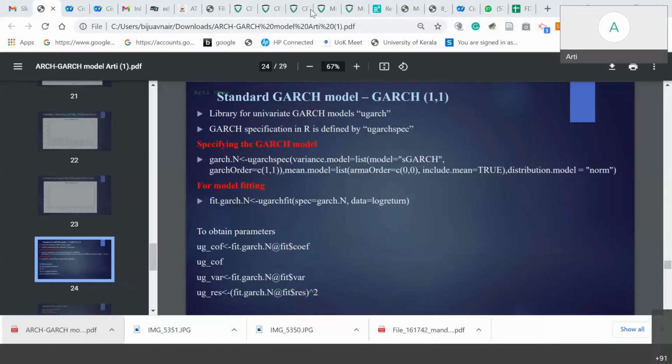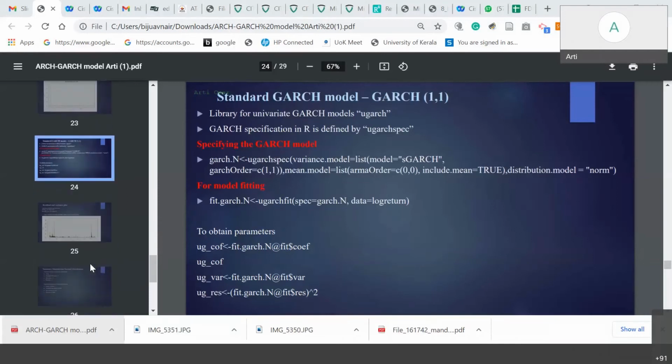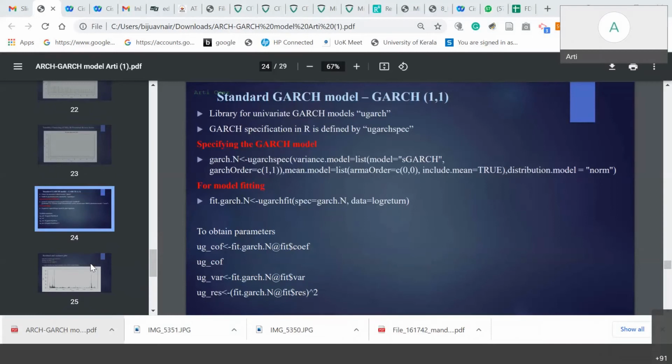Now, the important part: I hope everybody is interested in knowing how to model ARCH and GARCH in R software. First, we have a library for univariate GARCH models. Let me again say, there is univariate GARCH and there is also multivariate GARCH modeling. I have not gone through multivariate GARCH modeling; I'm sticking with univariate GARCH so far. So we have a library called rugarch for the univariate GARCH model, and the GARCH model specification in R is defined using ugarchspec.